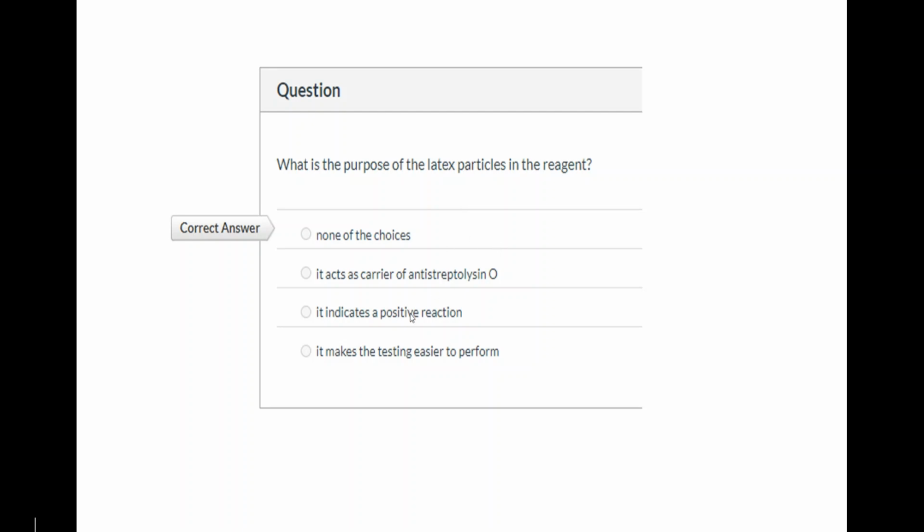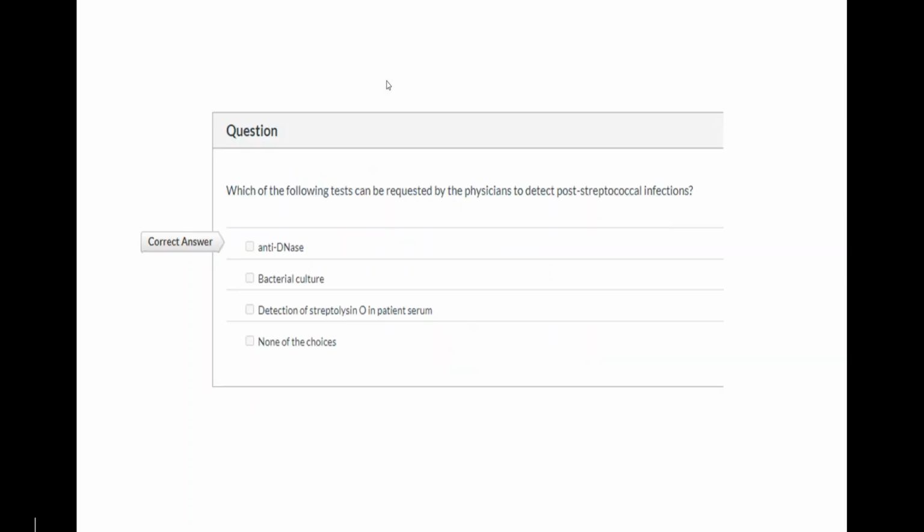It indicates a positive reaction. This is also not the correct answer because a positive reaction is indicated by agglutination. It makes the testing easier to perform. Not necessarily. This choice is actually a vague statement because to make something easier is a subjective matter, right? What might be easy for you may not be easy for me. Okay? So the best answer here is none of the choices.